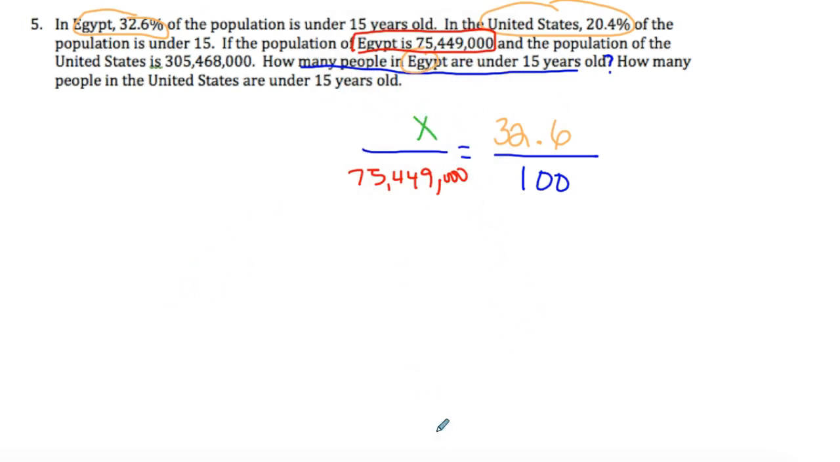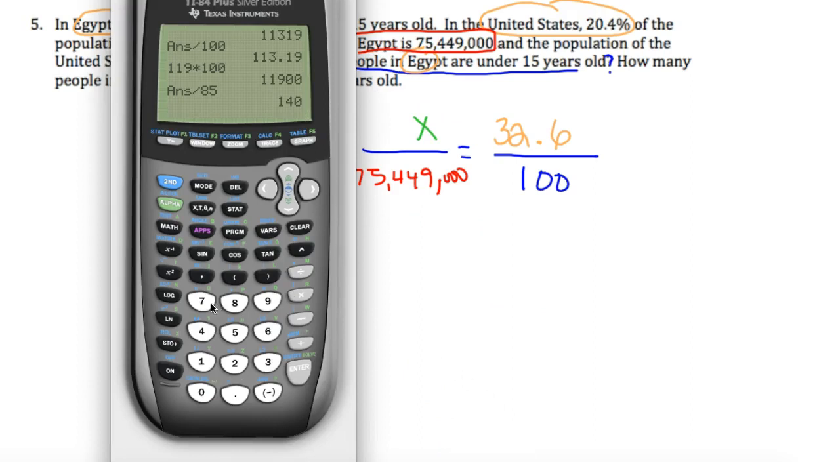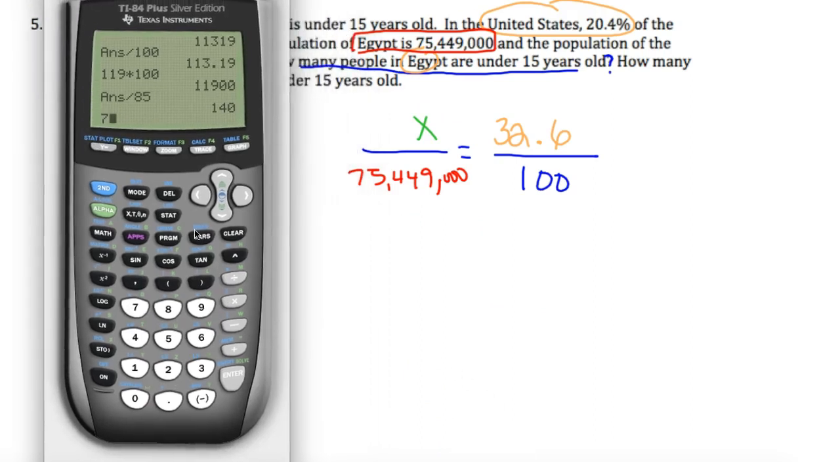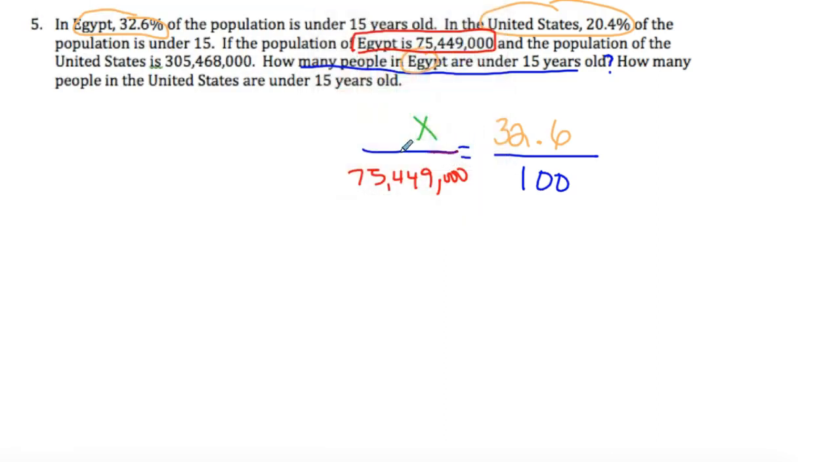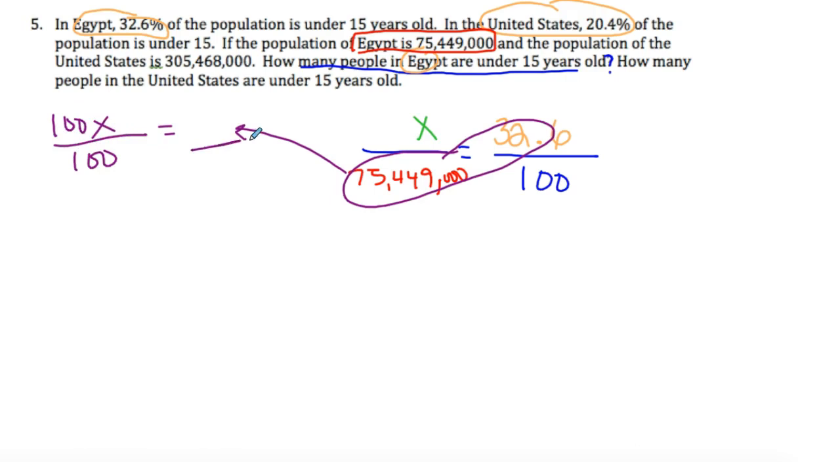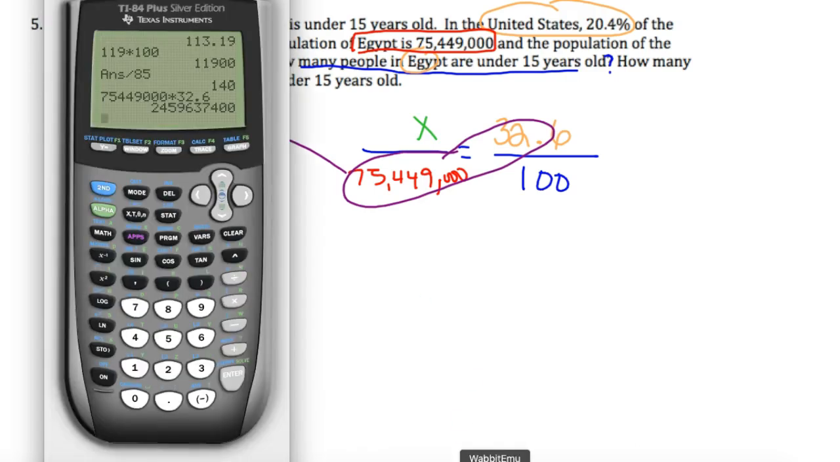So when I go to cross multiply, I'm going to multiply together 75,449,000 times 32.6. And this large number is a result of this cross multiply. Once I get that number, I'm going to set that equal to 100x. And I'm going to divide by 100.